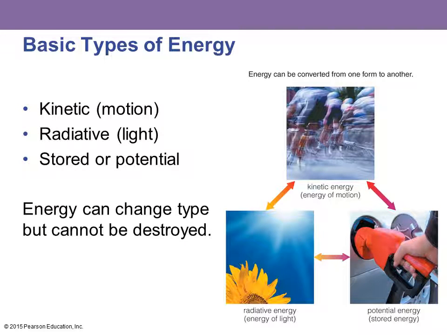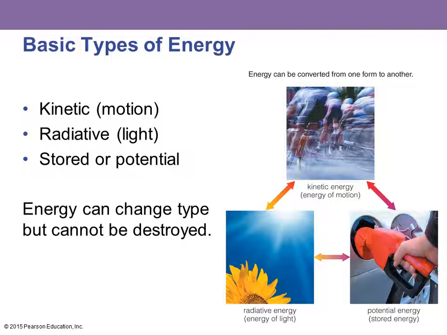And there's three basic types of energy, as the book shows you. There's kinetic energy, radiative energy, and stored or potential energy. We're looking at page 92 right now. Kinetic energy is the energy of motion. Radiative energy is light. And then stored or potential energy is exactly that. It could be chemical energy, it could be energy of motion that's stored, it could be elastic energy in a spring. There's a lot of different kinds of potential energy, but the idea is that it's stored.